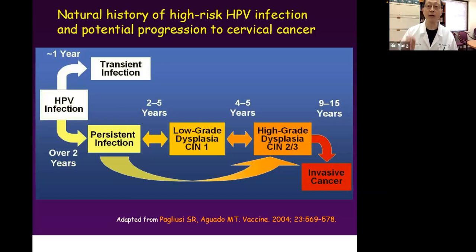However, the cervical cancer burden or incidence in China is probably 5 times higher than in the US, which tells us that cervical cancer screening and early detection is so important.